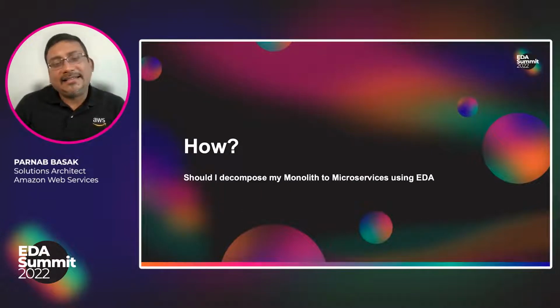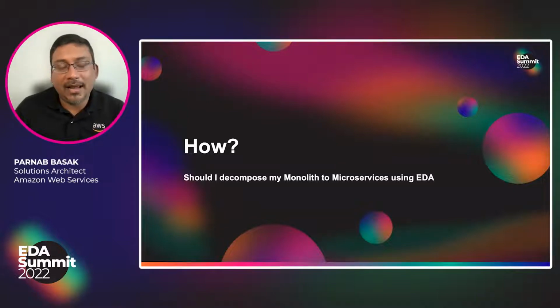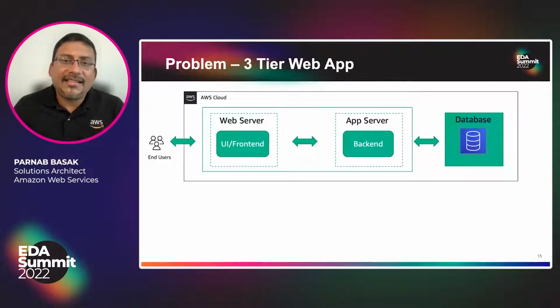Now, let's next get into the business of understanding how we should start decomposing a monolith to microservices using event-driven architectures. To make it more contextual, let's first define the problem at hand and then go about how to do it. As an example, let's think that you have been tasked to decompose a monolith that comprises a UI front-end layer, a back-end layer, and a database layer running on AWS cloud. Maybe it's running on a virtual machine in your account that you own.